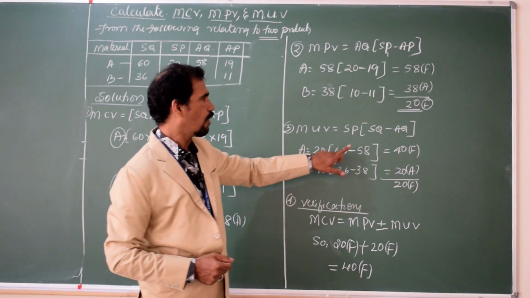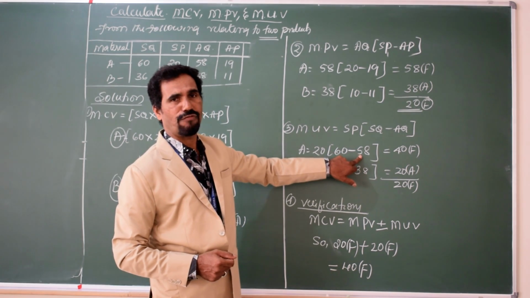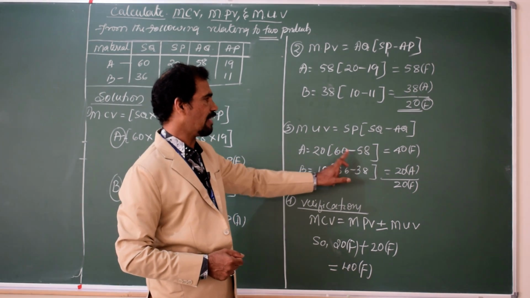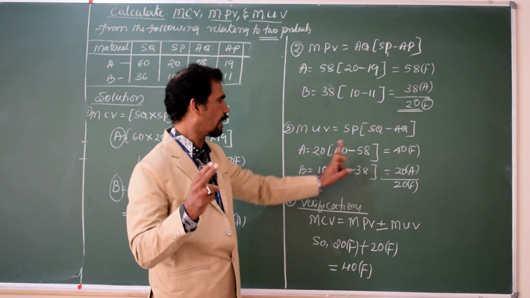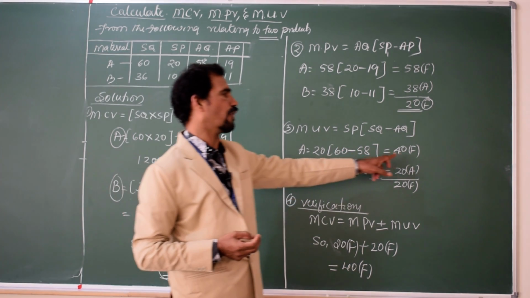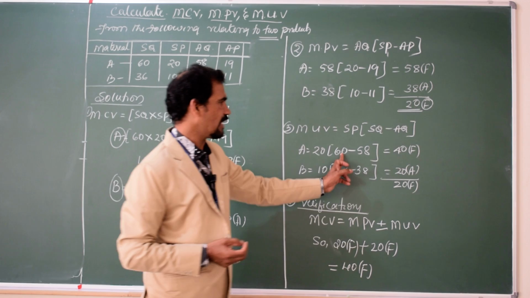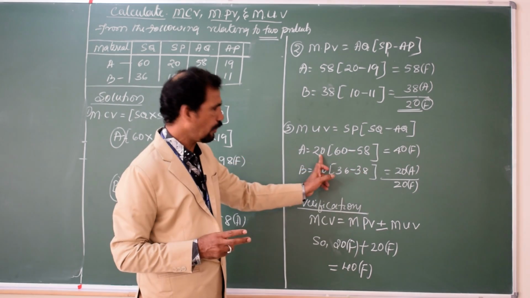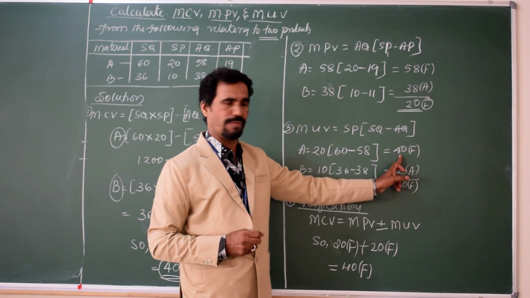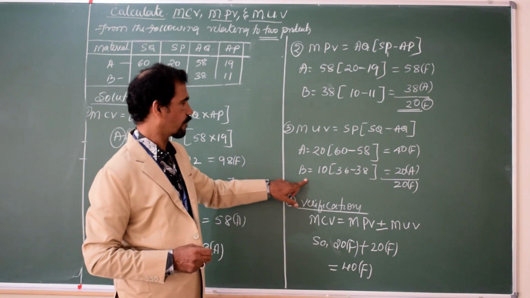60, minus actual quantity of A, 58. 60 minus 58 is 2, into 20 equals 40 favorable. Next, come to material B.